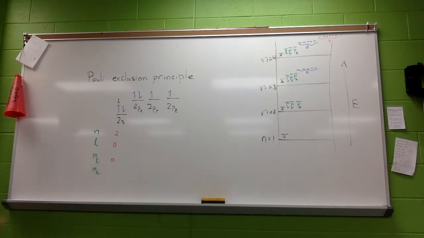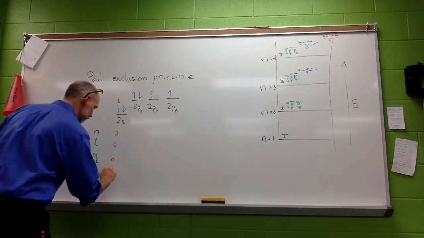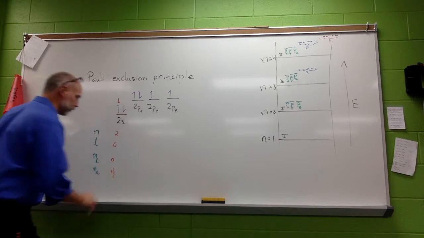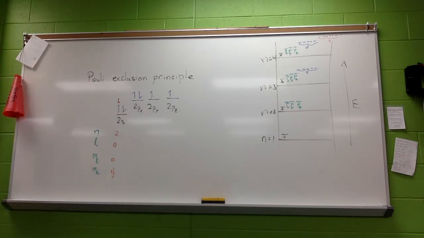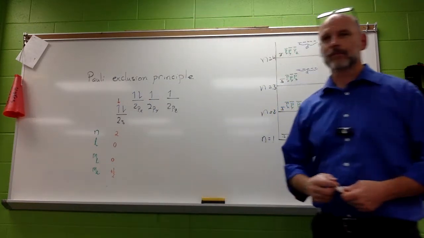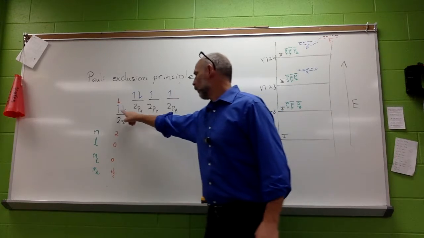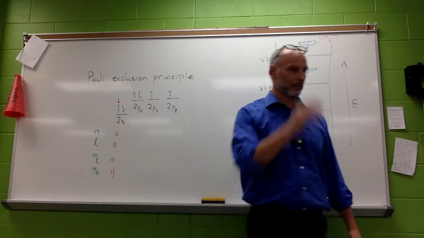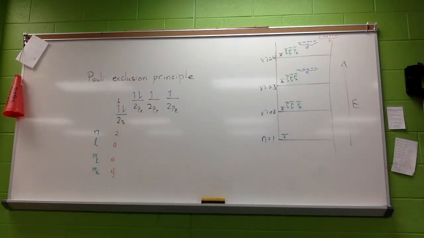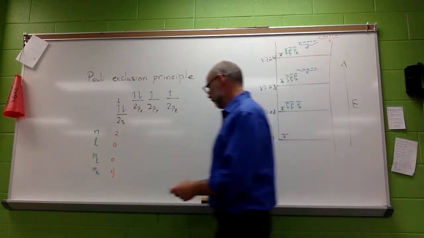And then what's M sub S? Positive 1/2. Why? Because it is an arrow pointing up. Okay. Next electron.